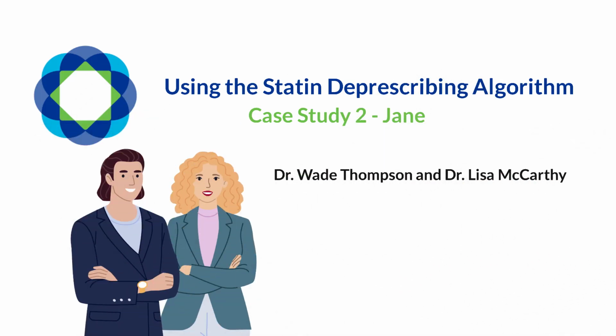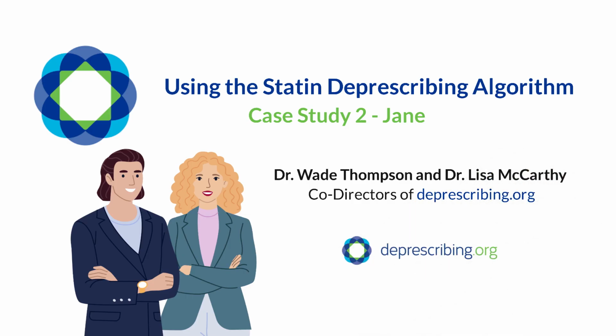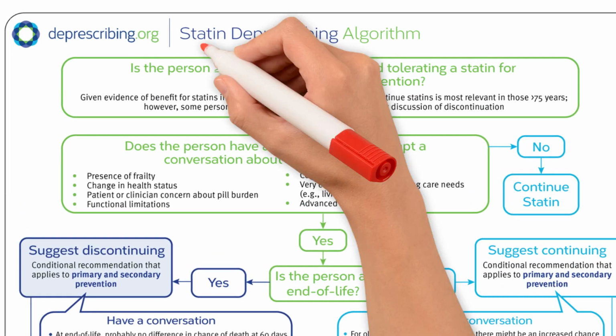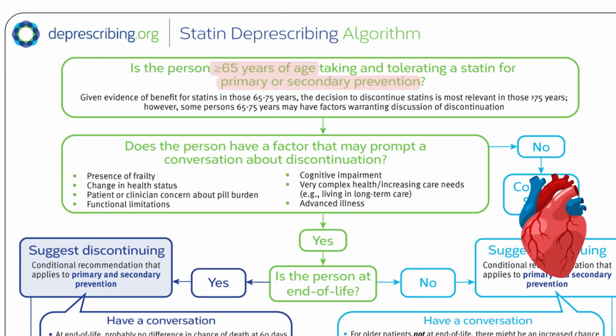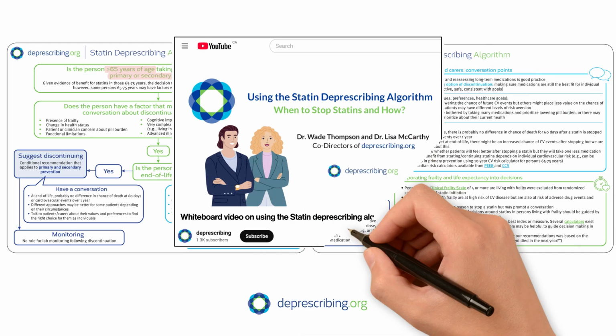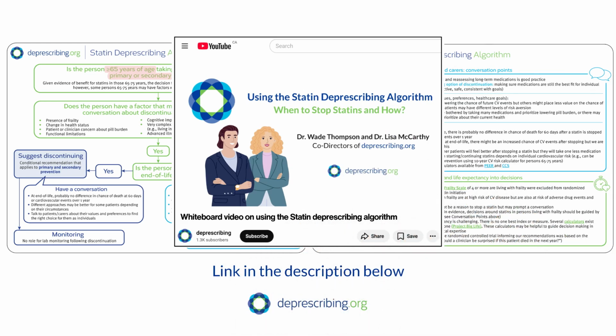This is one of 2 videos where we will walk you through a case example showing how to use the Statin Deprescribing Guideline. This guideline applies to people 65 years or older that are taking a statin for primary or secondary cardiovascular prevention and are not having any side effects. If you haven't seen our first video, which explains the guideline and algorithm in more detail, we encourage you to check it out using the link in the description below.